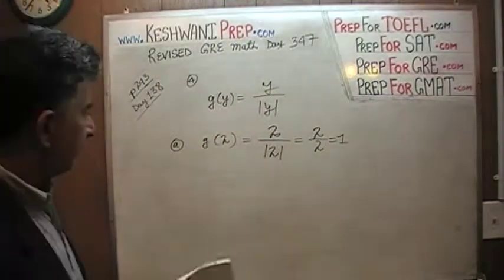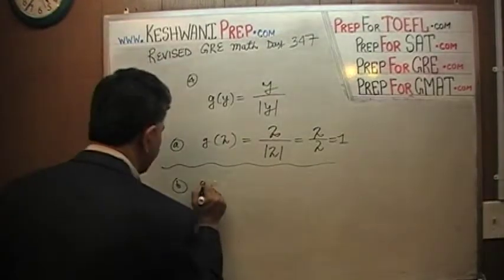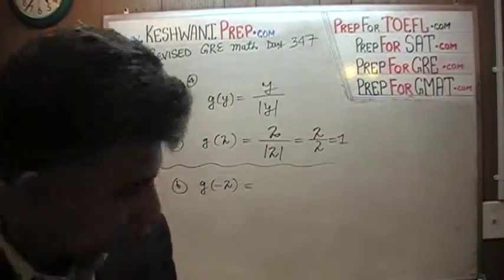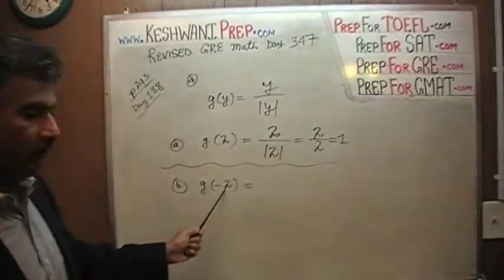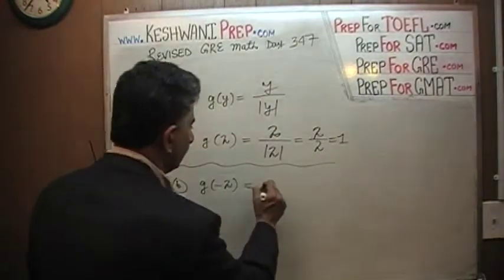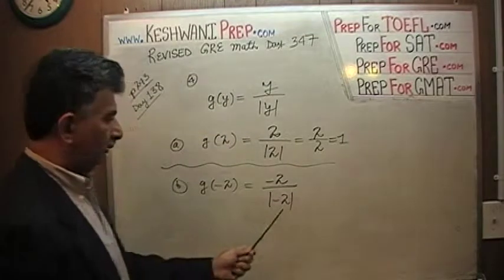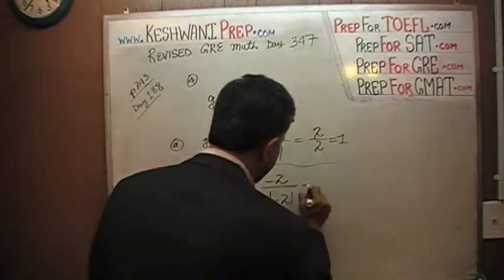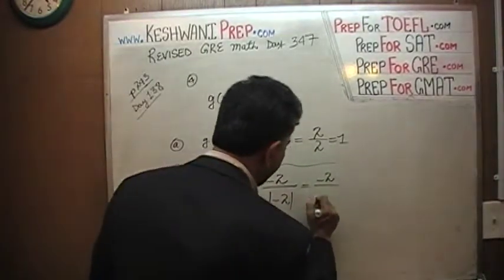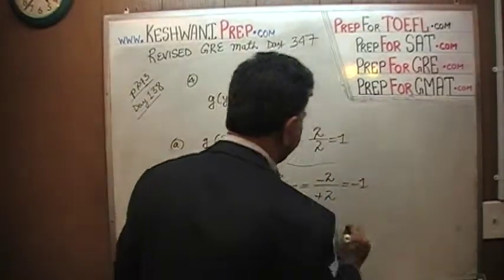Let's go to the next one, part B. Part B says g of negative 2. Again, nothing to it. We just go to our original function. Wherever we see y, we replace it with negative 2. So on the top, you're going to have negative 2 over the absolute value of negative 2. But the absolute value of negative 2 becomes positive 2. And negative 2 divided by positive 2 is negative 1.